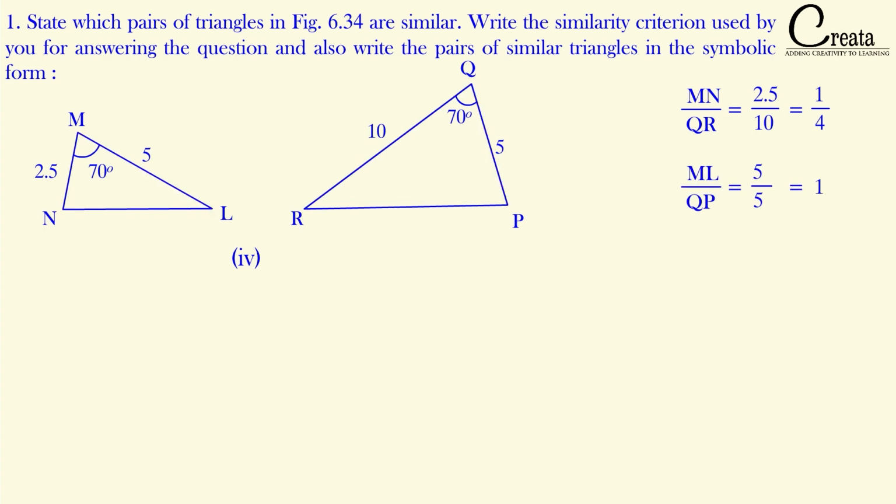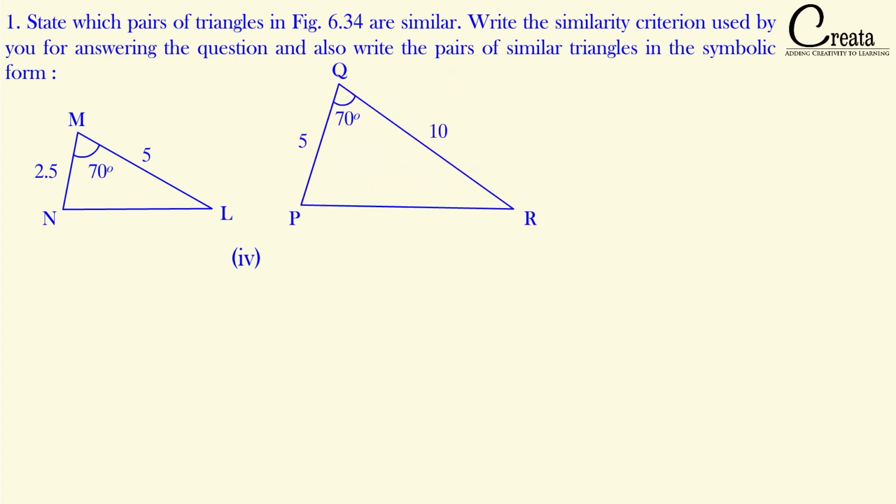That is 1. So here both the triangles are not similar to each other as the ratios of the corresponding sides are not matching. But wait, hold on, one more trick is here. Here the ratios of the corresponding sides are not matching. But if we just flip the triangle with the axis around the angle Q, we get the corresponding side to MN as QP. Got it? Now if we take the ratio of MN upon QP, it will be 2.5 upon 5, that is 1 by 2.